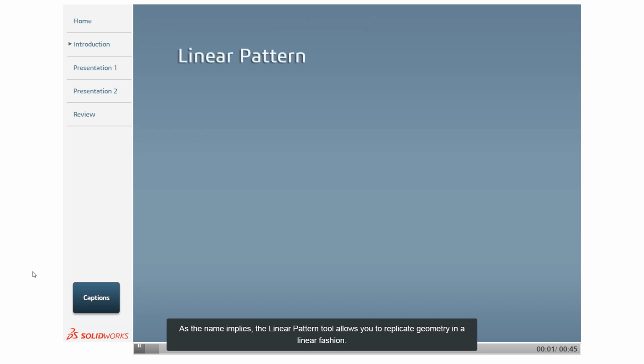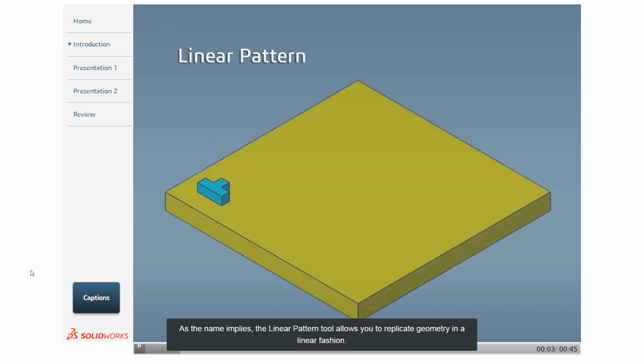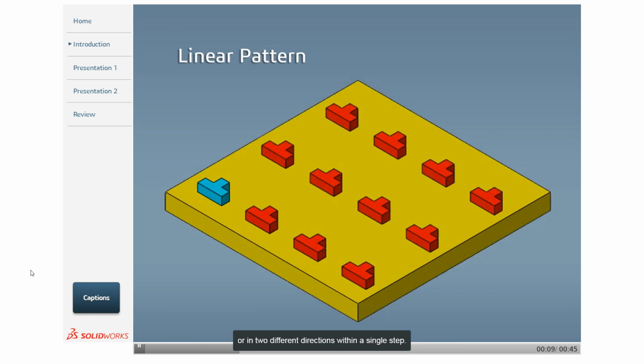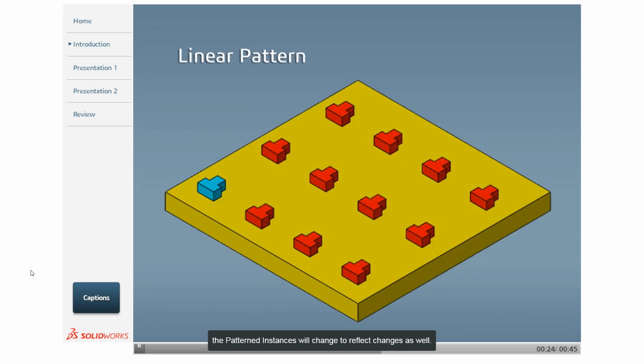As the name implies, the Linear Pattern tool allows you to replicate geometry in a linear fashion. It allows you to pattern geometry in a single direction, or in two different directions within a single step. These copies, referred to as instances, are all based on the original geometry, referred to as the seed, which means that if changes are made to the seed, the patterned instances will change to reflect changes as well.